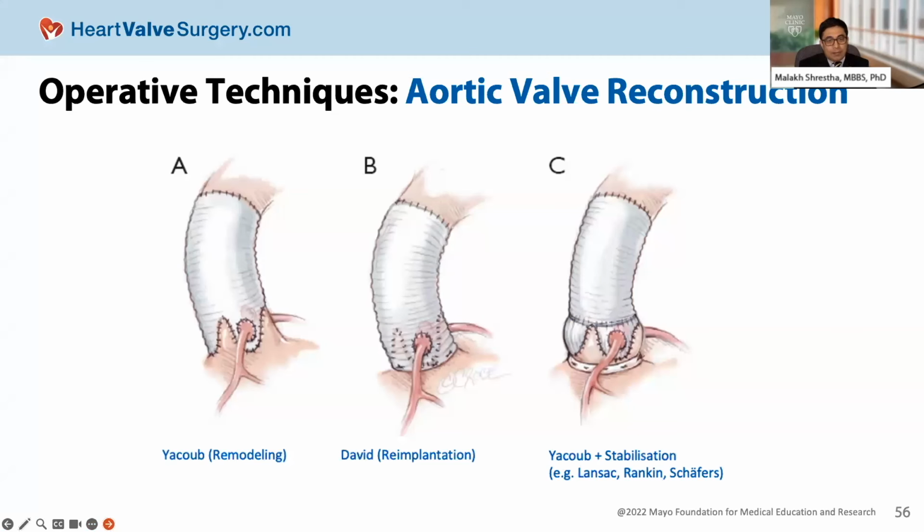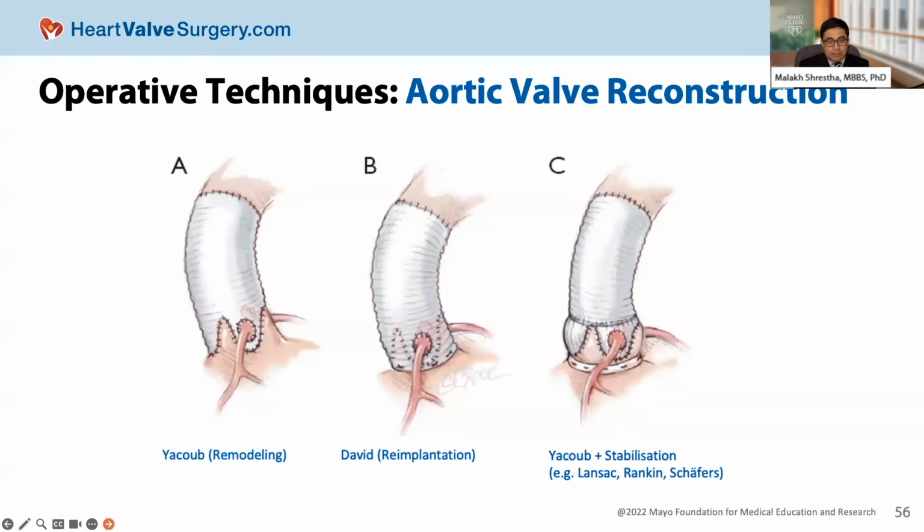So there are different techniques, especially from 2 very renowned surgeons. One was Magdi Yacoub, who used to work in London and is now retired. He came up with the so-called remodeling technique, where he replaced the aorta but the root was still there. The second is Tirone David, another professor from Toronto in Canada, who came up with a reimplantation technique. With the reimplantation technique, the whole aorta is removed and the aortic root is reimplanted inside the graft. Because with the Yacoub technique the root was not stabilized, other techniques came, like with Lansac and Professor Schäfers from Germany, who started putting a ring outside.